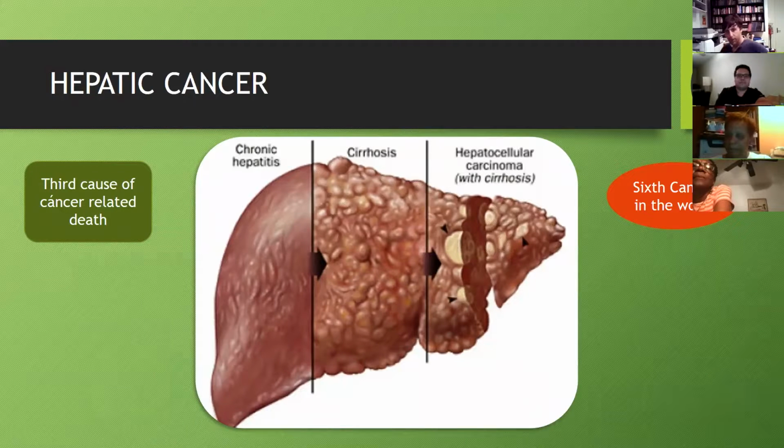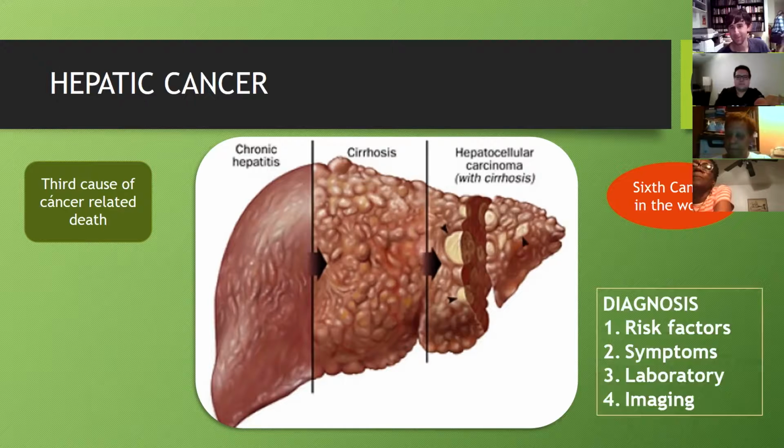Okay, and the last one, and I think the most important because it is the most dangerous, is hepatic cancer. Liver cancer is the 6th most common cancer in the world, so it is quite common, and the 3rd cause of cancer-related death in the USA nowadays. The leading cause of liver cancer is cirrhosis, due to, as I've told you, hepatitis B and C. So we want to figure out the relationship between those 3 pathologies, as you can see in the picture.